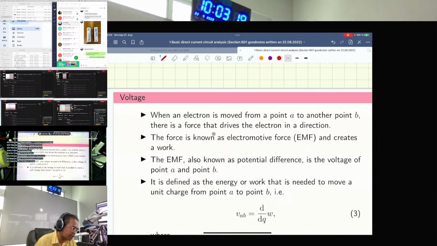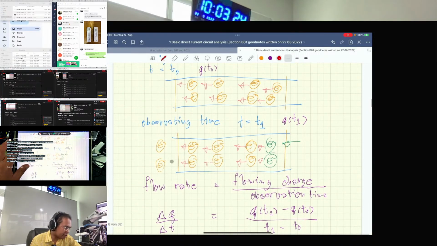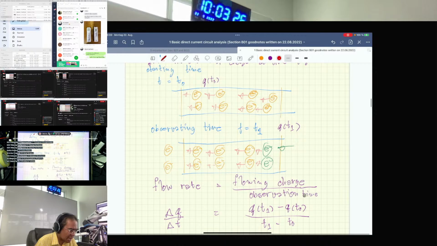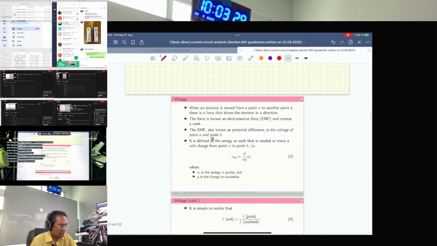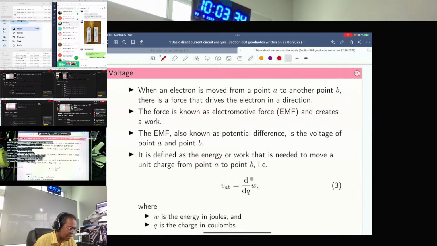He considered another ratio. Ampere introduced the ratio between charge and time, but Alessandro Volta introduced the ratio between energy per charge, and this ratio is known according to his surname, Volta, or voltage. But before we derive this expression, let me go to the toilet for a while.